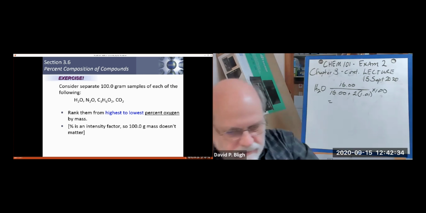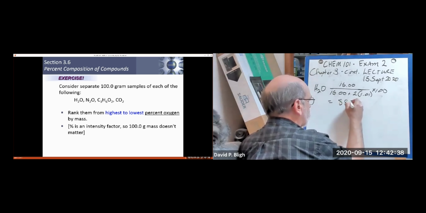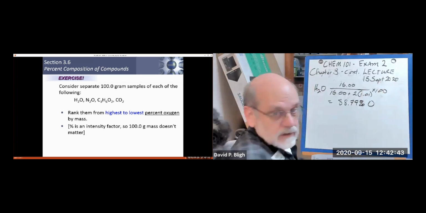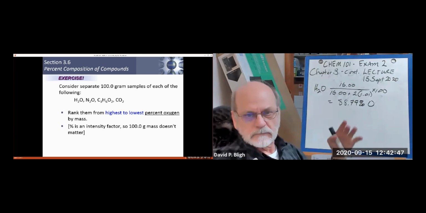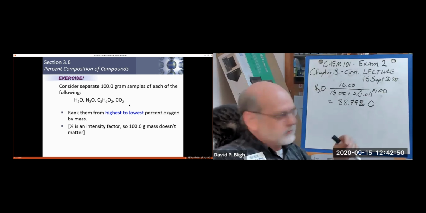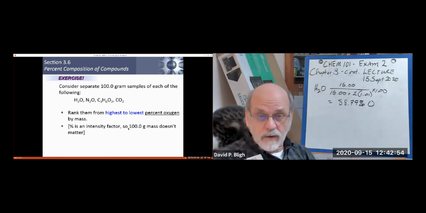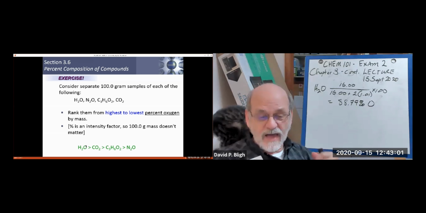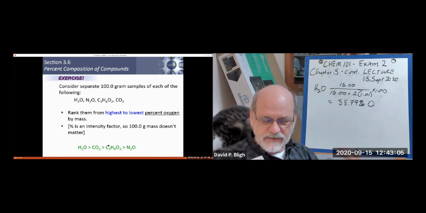So I get 88.79 percent oxygen in that compound. And you can do that for each one of them, just right on down the line. Simple calculation, and then compare the percent compositions and put them in order. So as it turns out, water has the highest percent oxygen in all these compounds. And when you think about it logically, that makes sense.